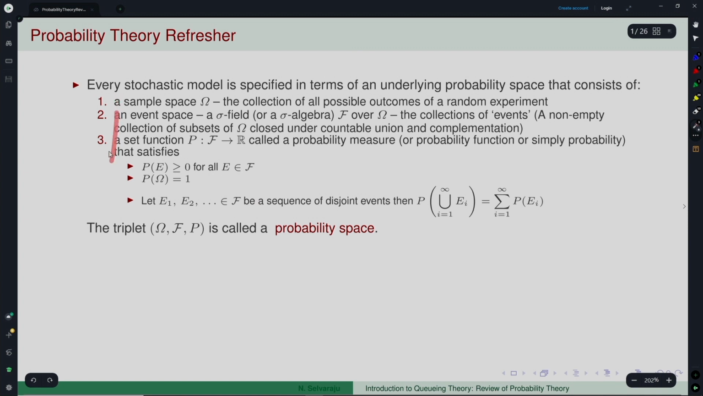So, these three ingredients together, put in a triplet form, is what is known as a probability space, right. So, every stochastic model is specified in terms of this underlying object, the probability space.